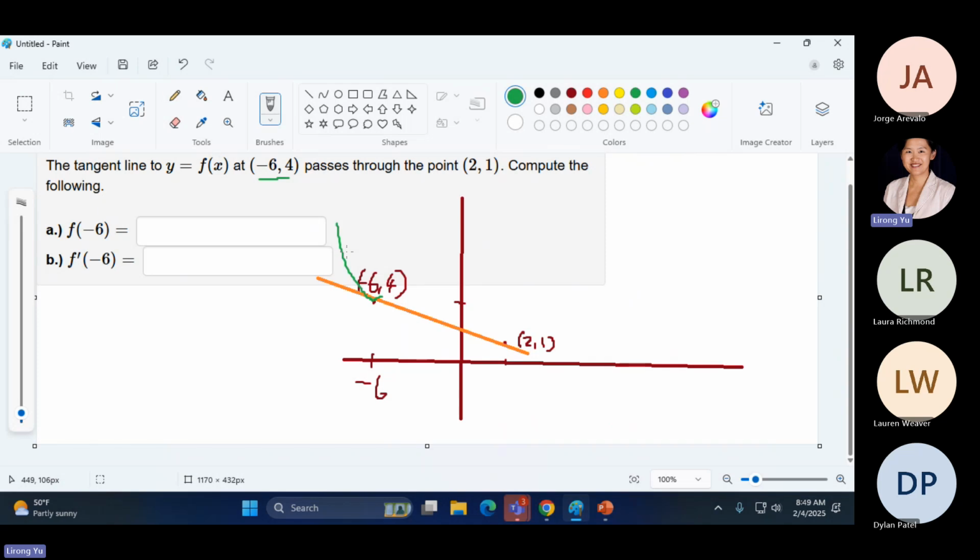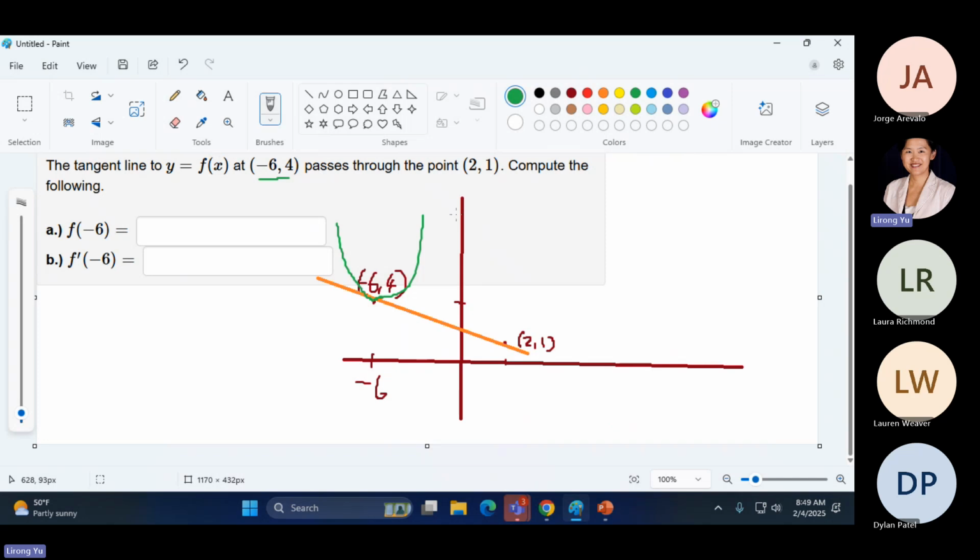So this point is your point of tangency. So essentially your curve is like this, because the graph has a tangent line at this point. So that's a tangent point. On the other hand, this one is a random point on the line. So that's not a point of tangency. It passes through the point 2, 1, so point 2, 1 is just another point on the line. But the negative 6, 4 is that point, that's our tangent point. So that's the point of tangency right there.